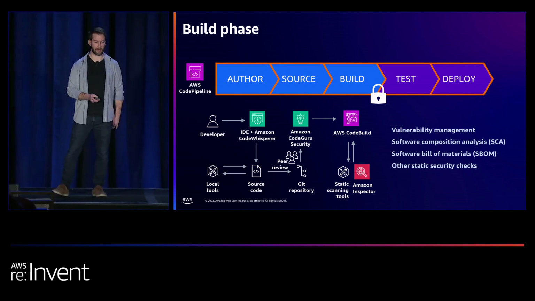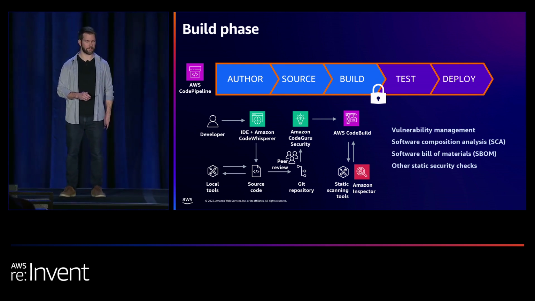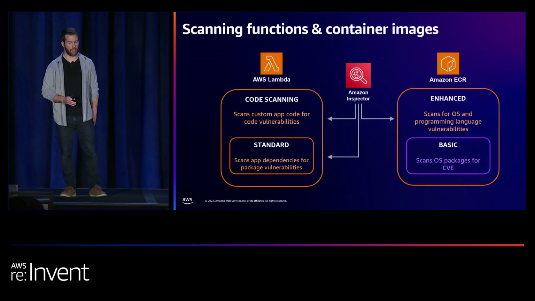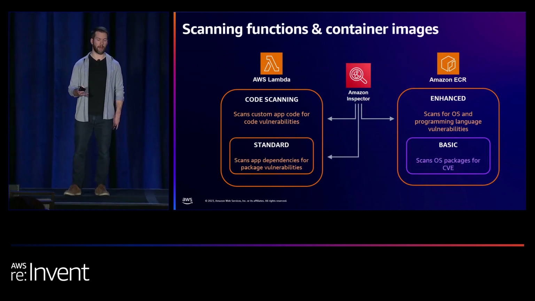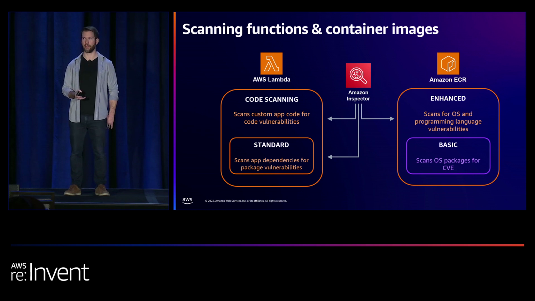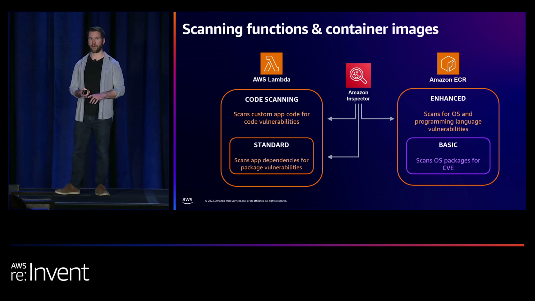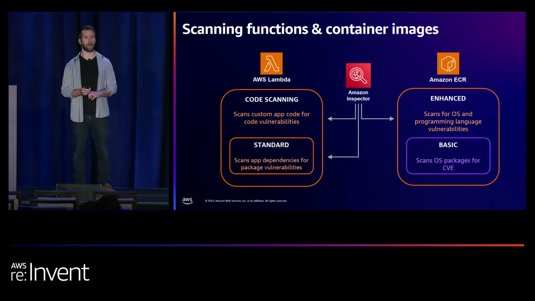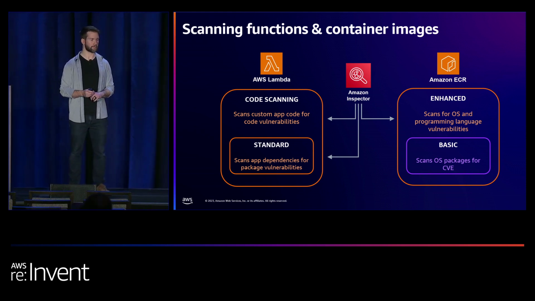One of the tools that we're going to look at today is Amazon Inspector. If you're not familiar with Amazon Inspector, essentially it is a service that we offer that can detect software vulnerabilities and unintended network exposure in near real time for EC2 instances, Lambda functions, and container images that are stored in Amazon Elastic Container Registry, or ECR.